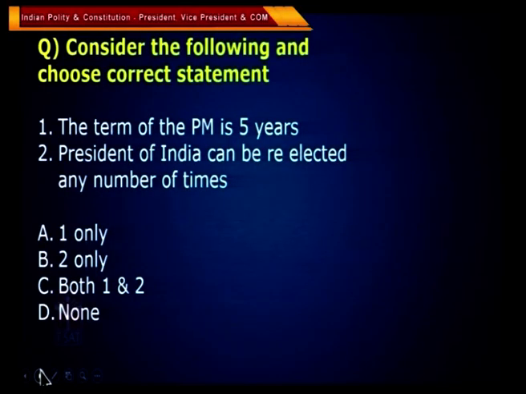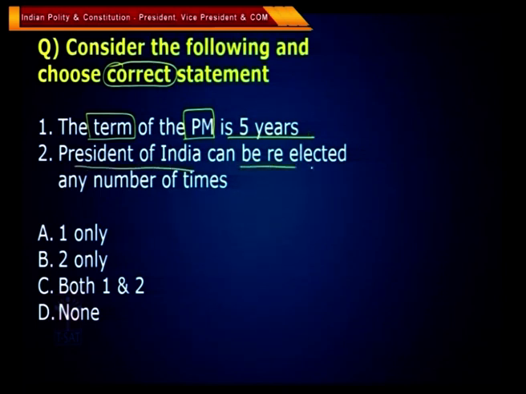Now let's come back to the subject and let's see the second question. Look at the question carefully. Consider the following and choose the correct statement. Which of the following is correct? Look at the first statement: the term of the Prime Minister is 5 years. Second: the President of India can be re-elected any number of times.